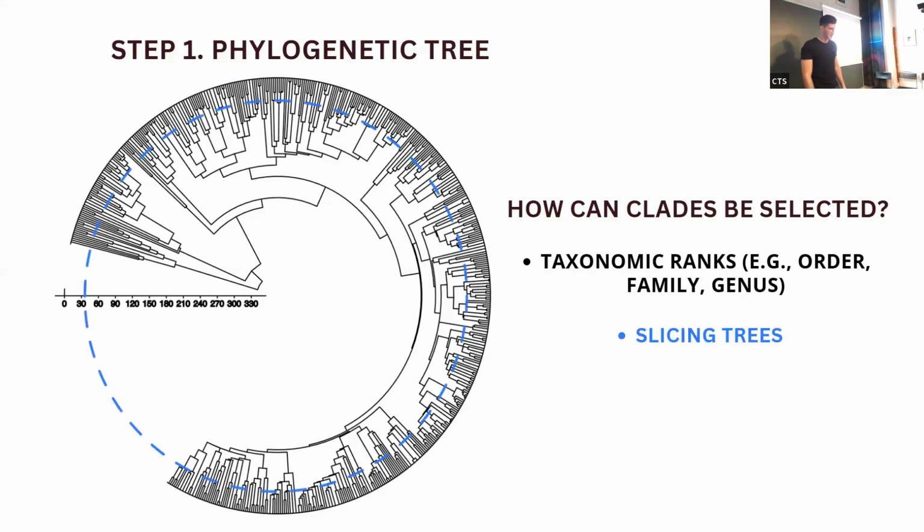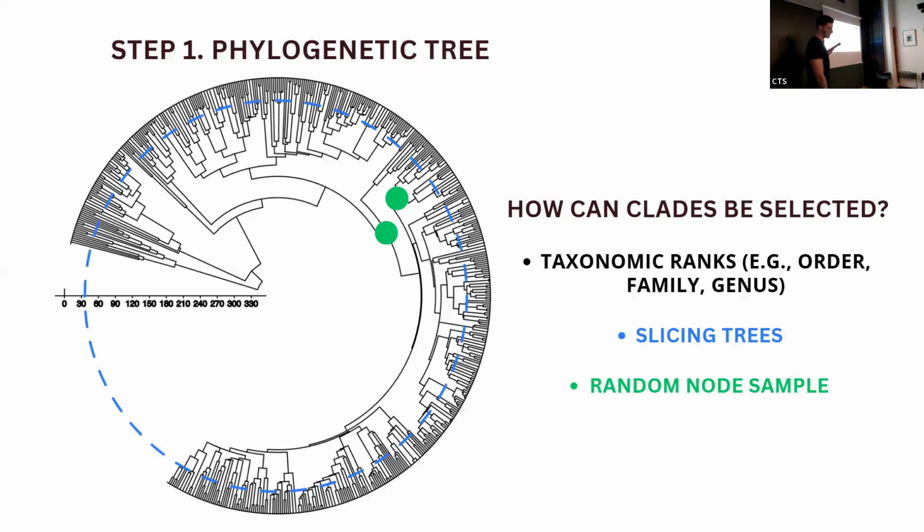Okay, other studies have used slicing criteria. They basically cut the tree into different pieces and then evaluate things within the cut periods, or they sometimes randomly select nodes across the phylogeny. But both slicing and random samples can create what we call nested clades. Basically, let's see these two random nodes. We can see that the same species appear in both clades. So this could bring some issues.